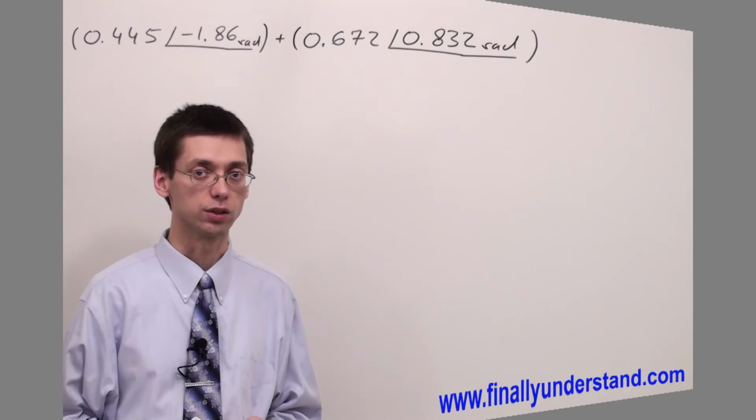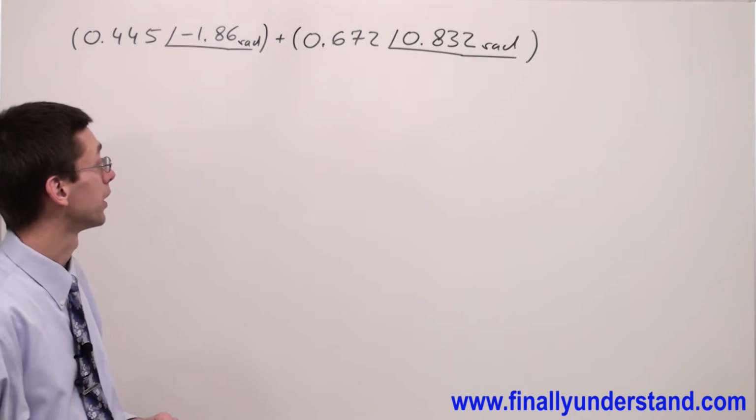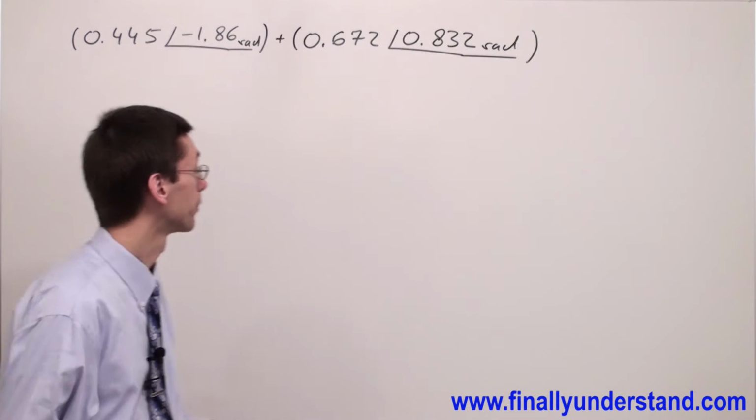We have another example on the board. Again, we're supposed to add two polar forms. Please notice that angles are expressed in radians, so it means that you have to switch your calculator to radians.